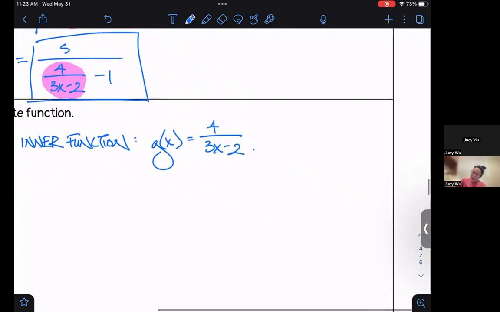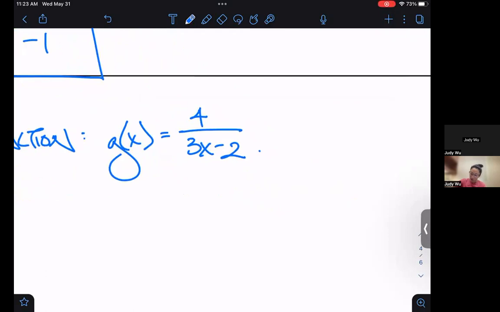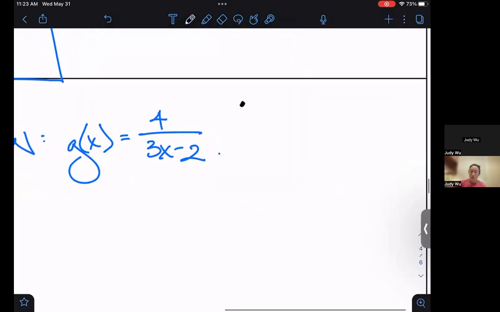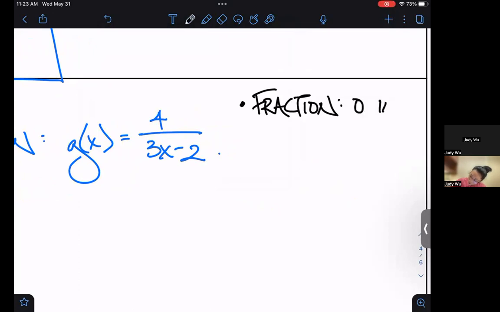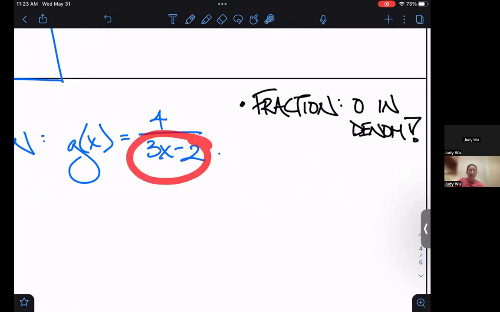Okay. And if I look at this equation, a few things might pop into my head. I might remember from when we were talking about domain in the previous sections that with a fraction, we should always look for 0 in the denominator, right? That's going to be a problem for us. So what that means is we're going to figure out what number makes this denominator 0.